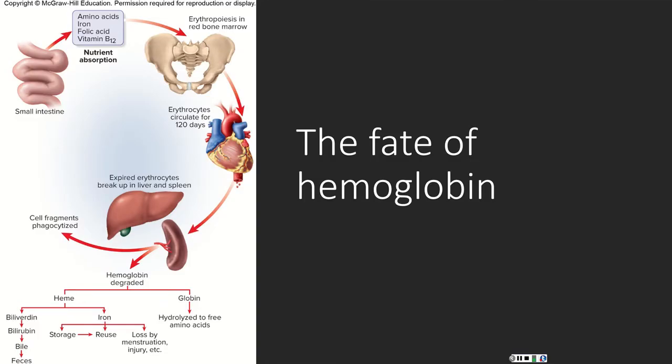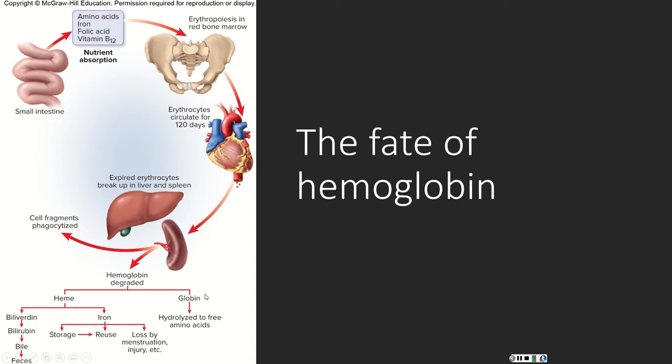Here, this picture is also on page 679 of your textbook. And the hemoglobin is actually going to be broken down into two parts. It's going to be broken down into heme and globin. So globin is that protein, those 4 protein chains that we saw, the 2 alpha and the 2 beta subunits.